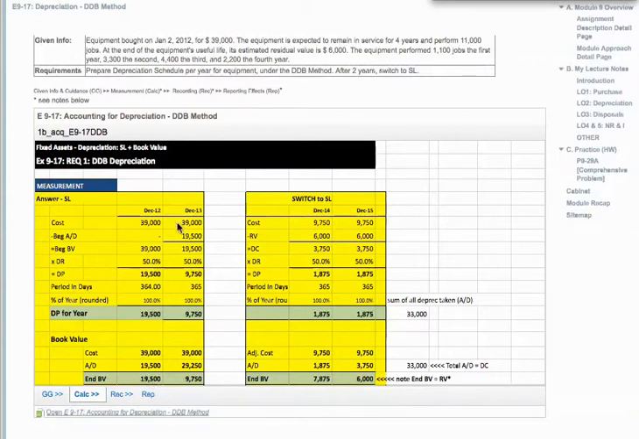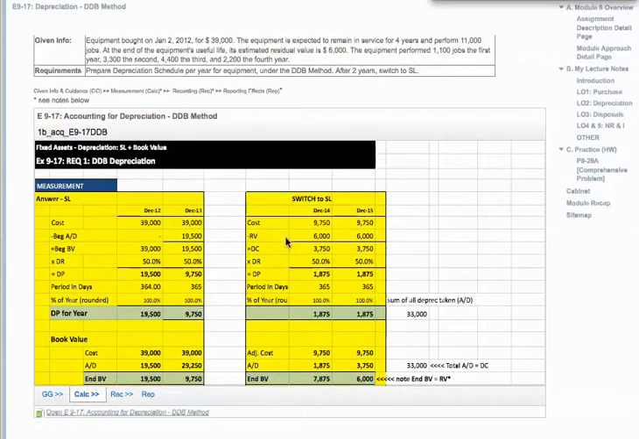The following period, we begin the year with a beginning book value of $19,500. The depreciation rate is the same as before, 50%, so the depreciation for that second year is $9,750. So the book value for that second year would be the cost of $39,000, AD of $29,250, which is $19,500 from the previous year plus the current year depreciation of $9,750. So the ending book value will be $9,750.